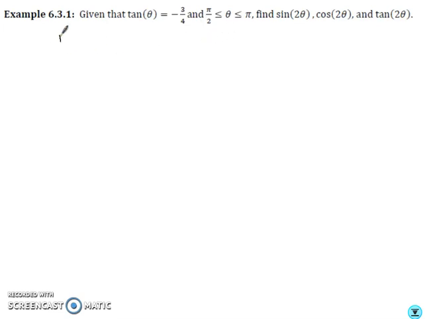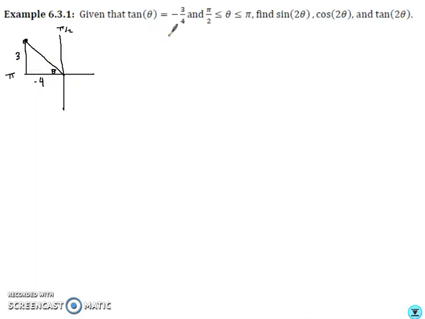Here I am told that my angle is in the second quadrant because we are between pi over 2 and pi. So I have my angle here with a tangent value of negative 3/4. That tells me that if I'm looking at my angle theta, the opposite side would be 3 and the adjacent side would be 4. Now x values are negative in the second quadrant, so here I would have a negative 4, and my y value would be positive in that second quadrant.